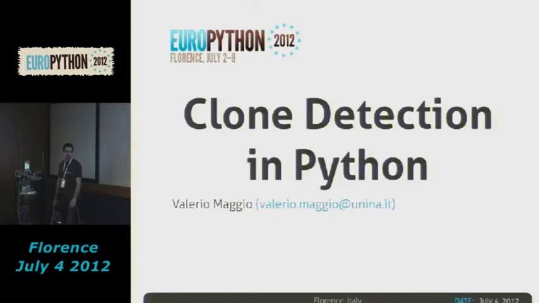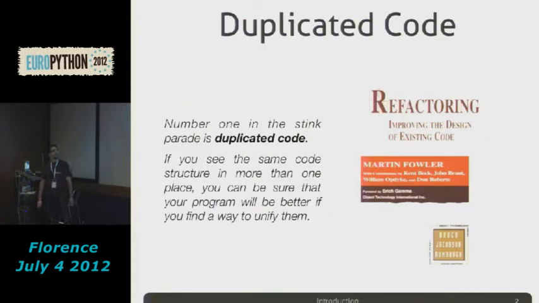The topic of the talk today is clone detection in Python. So let's start by thinking about duplicated code. As you all know, Martin Fowler, the author of the book Refactoring, made a list of the so-called bad smells in the code. Number one in the stink parade is duplicated code. He said that if you see the same code structure in more than one place, you can be sure that your program will be better if you find a way to unify them.